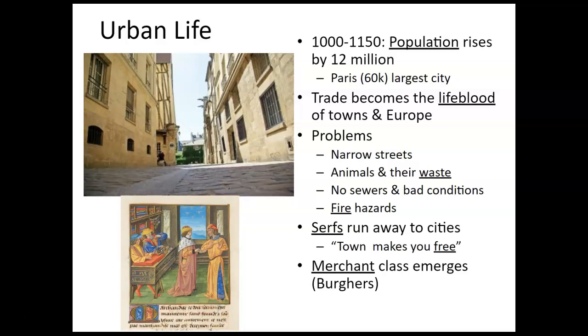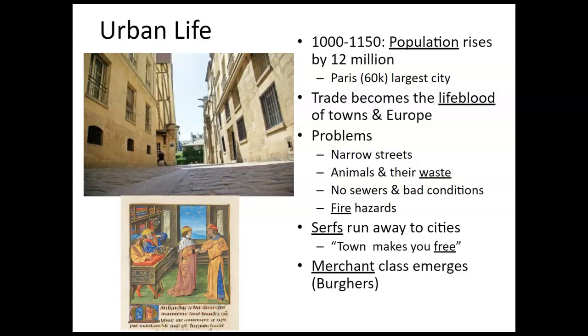So you see the population of Europe, really around the time of the First Crusades, raised by 12 million people. That's a huge growth during this period. Paris becomes this very significantly large city, roughly about 60,000. We think that's small today. And in Europe specifically, back in this time, that's massive, and it's only going to grow from there.